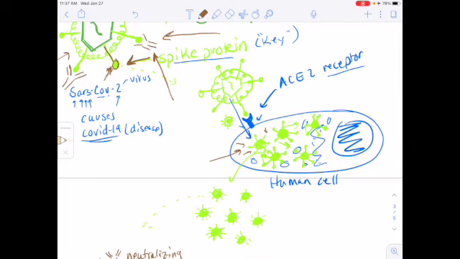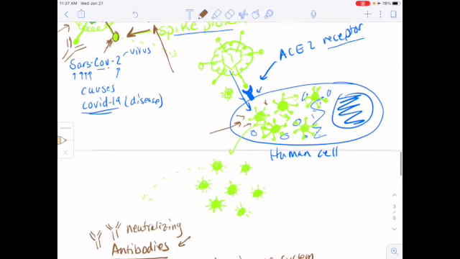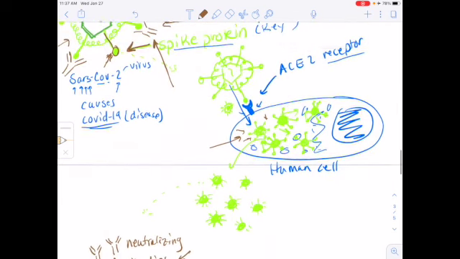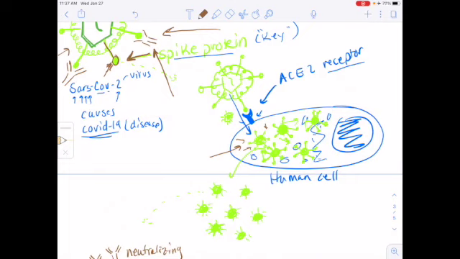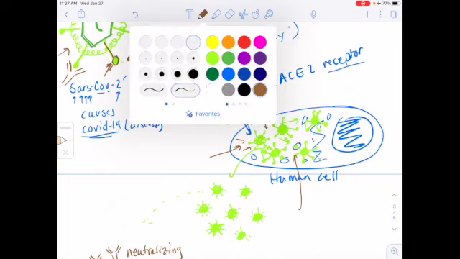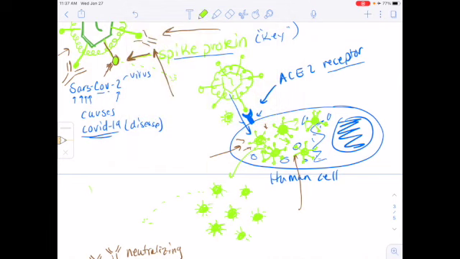The idea behind vaccination is to trick your immune system into making antibodies against, for example, this little spike protein before you get exposed, before you get infected with SARS-CoV-2.